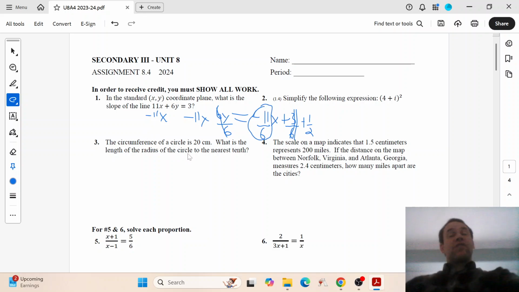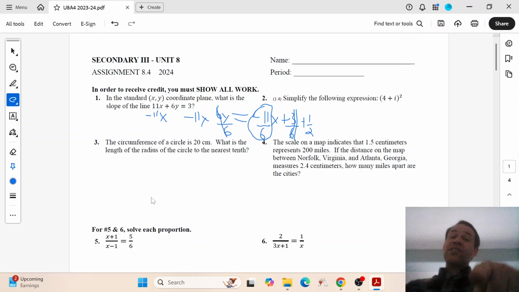The circumference question is really good review. So pause me, try it on your own, and see if you can figure it out. Do you remember what i squared is equal to for number 2? Do you remember how to distribute? Number 3, do you remember the circumference? Do you remember the formula?